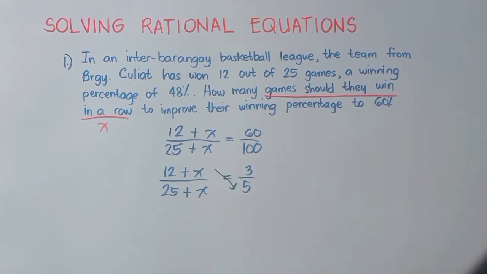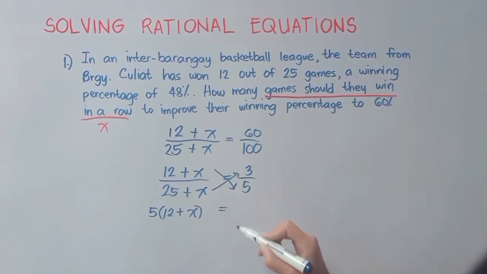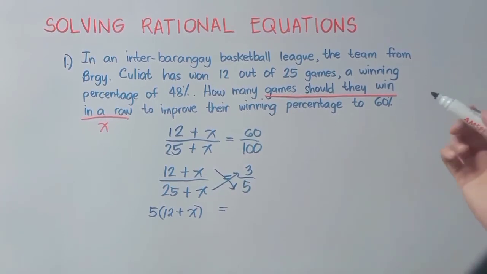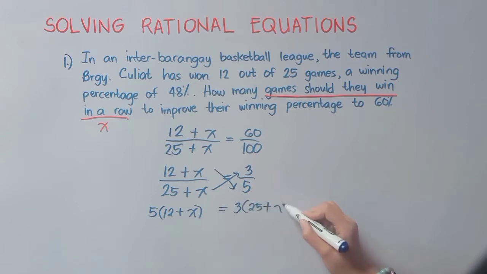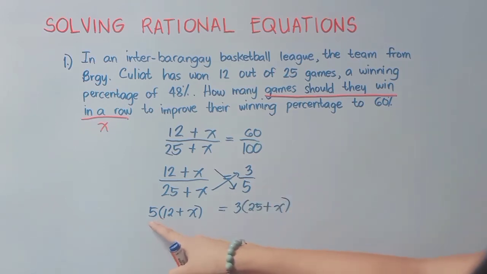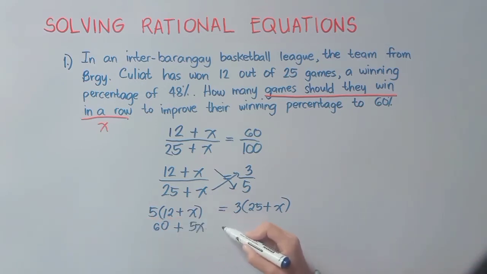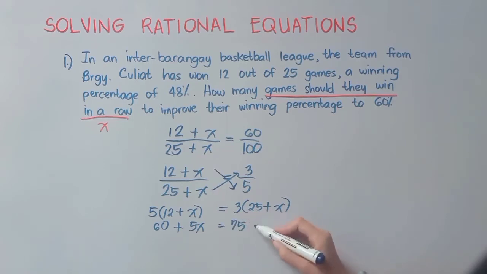We will multiply, so that's 5 multiplied by the quantity 12 plus x is equal to 3 multiplied by the quantity 25 plus x. Let us now distribute 5. 5 times 12 is 60. 5 times x is 5x, is equal to, let's distribute 3. 3 times 25 is 75 plus 3 times x is 3x.